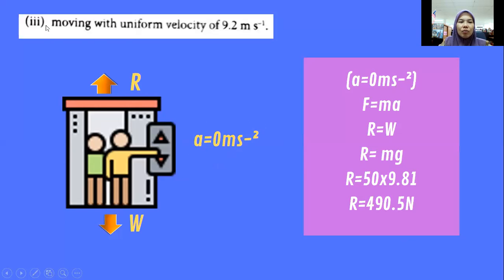Okay, last question, moving with a uniform velocity of 9.2 meters per second. Acceleration is equal to 0. Uniform velocity means 0 acceleration. So same as our previous question, F is equal to 0, R is equal to W. Then you get the reaction force is equal to 490.5 Newton.